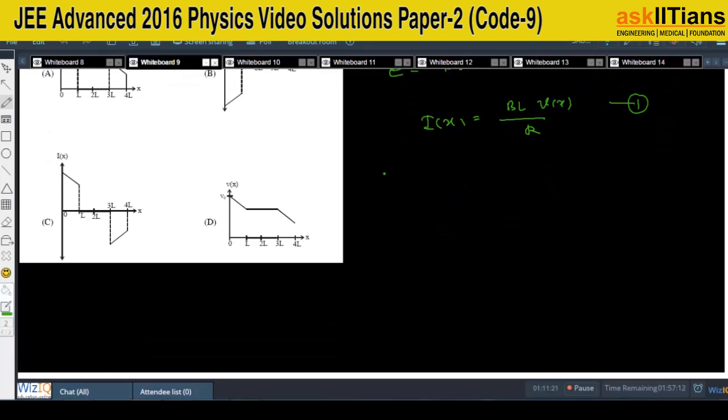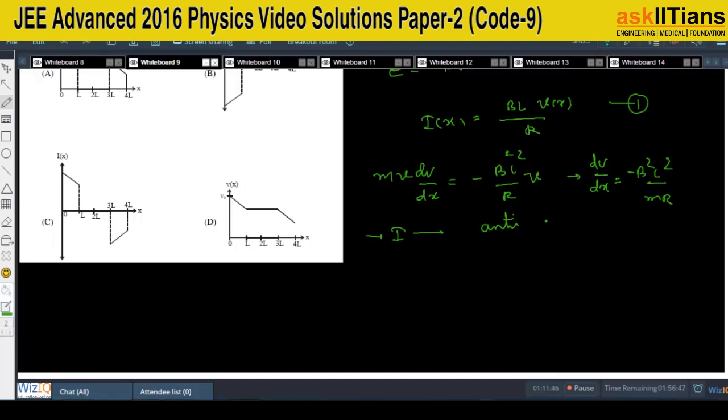From the force equation we got m into V into dV by dx should be equal to negative of V square L square upon R, and from this we got the value of dV by dx, which is equal to minus of V square L square upon m into R. Since it is given that the current I is anticlockwise or counterclockwise, we assume this is equation number 2, and the current is anticlockwise.